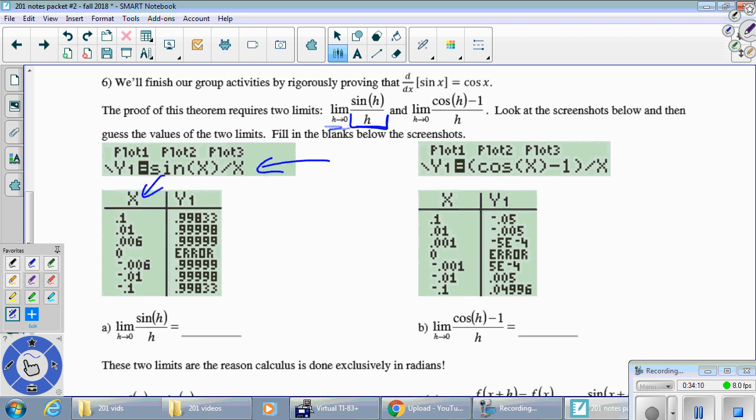And I've picked particular values of x. I'm trying to go near 0. So 0.1, 0.01, for some reason 0.006. I get an error at 0, of course, and then we get some negative values that are near 0 as well. So what appears to be happening to these outputs? Well, goodness, they sure look like they are heading to 1. So not rigorous proof, but compelling evidence that perhaps the limit of sine h over h as h goes to 0 is exactly 1.